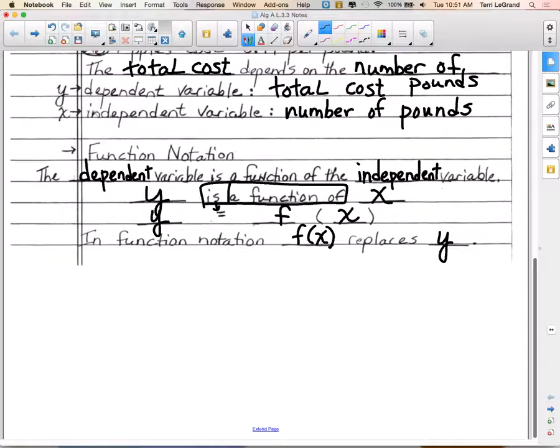So here's what I want you to do in your brain right now. I want you to know that those two are interchangeable. They take each other's place. If you see a y, it can be replaced with f of x. If you see an f of x, it can be replaced with a y. They mean the same thing. Okay?